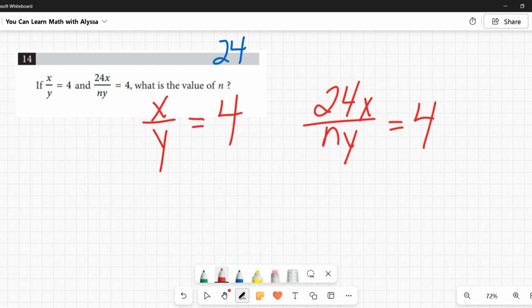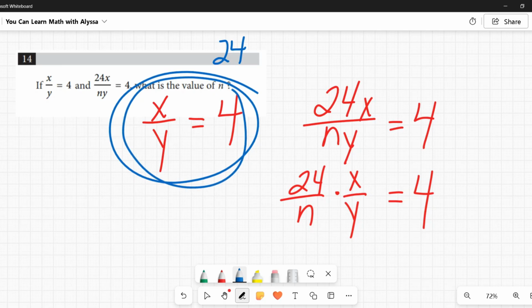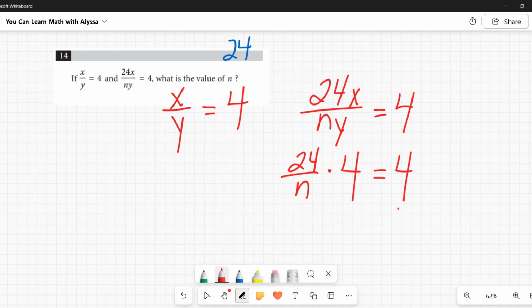Now I'm going to do the same thing that I did, and I'm going to say 24 over n times x over y equals 4. And I'm going to view it as like a substitution. Like I've just been given two equations, a system of equations, and I'm trying to solve. But it's a little different than our normal ones. But I know that x over y equals 4, so I'm going to substitute 4 right there for x over y. So 24 over n times 4 equals 4.